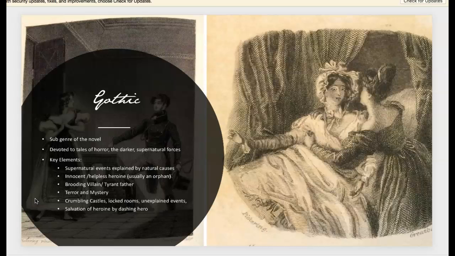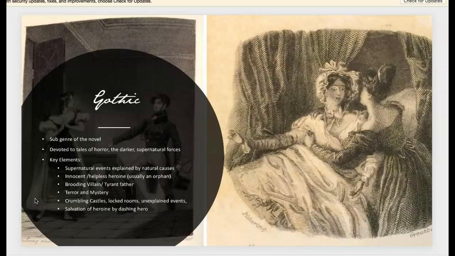One of the excerpts that I'm asking you to read, not for today but for this week, is from Matthew Lewis's novel The Monk, which was the most controversial Gothic novel of its time. This is a novel that Catherine and Isabella and all of the other characters are talking about, and we'll talk more about it when we get to it in Northanger Abbey.